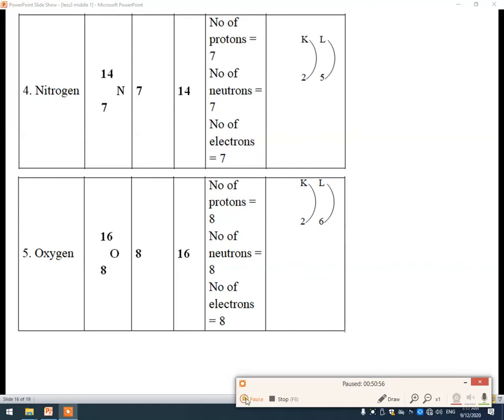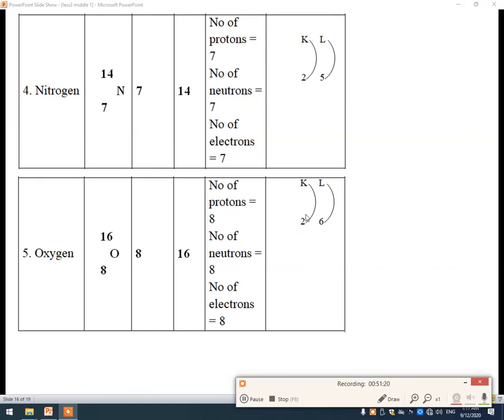Example number 5, oxygen O-16, atomic number 8, mass number 16. So we have 8 electrons here, and we need to distribute them in energy levels. The first step, the first energy level K is saturated by 2 electrons.